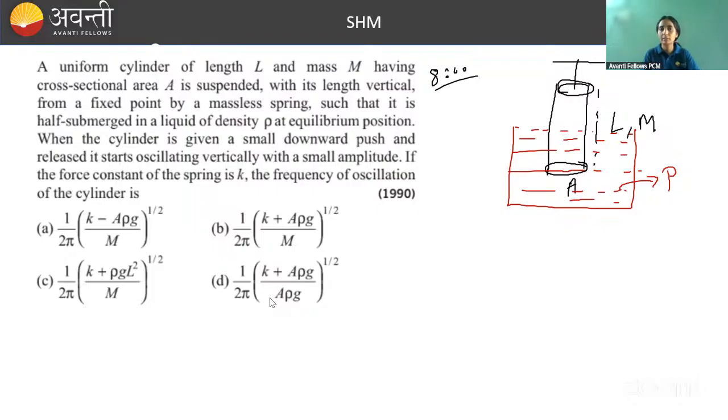What is the question given? There is a uniform cylinder. Length is L, mass is M, and it is submerged in liquid. Not completely, half of it is submerged. And when half of it is inside water, it is in equilibrium. From the equilibrium position, if we disturb it a bit downward, I mean, we pull it downward by a small distance, then what is happening? It is performing SHM. Then we have to calculate the frequency of oscillation of the cylinder.